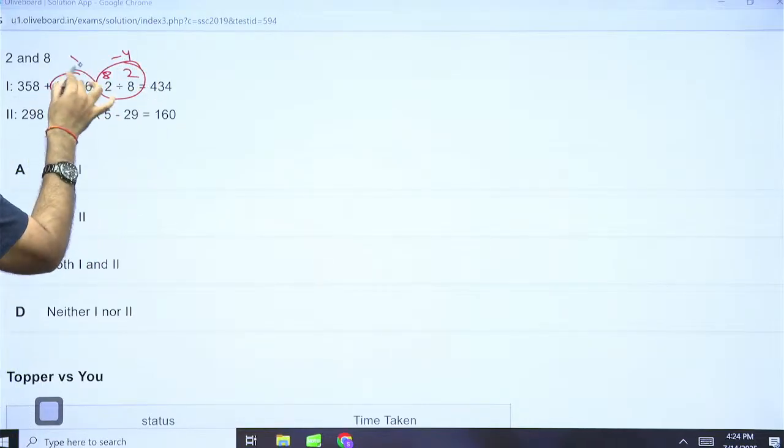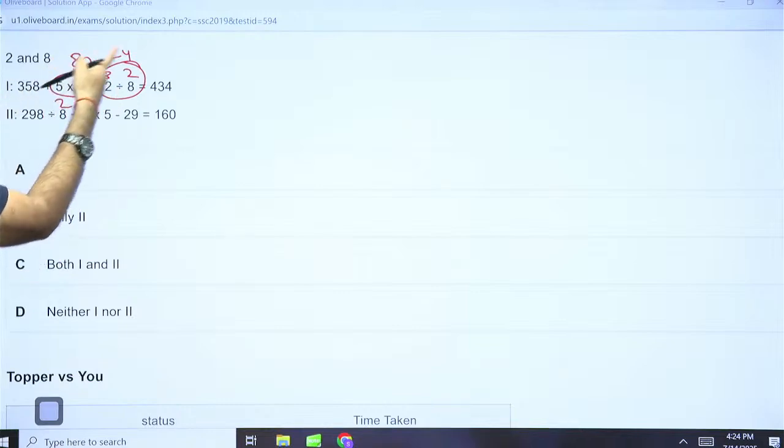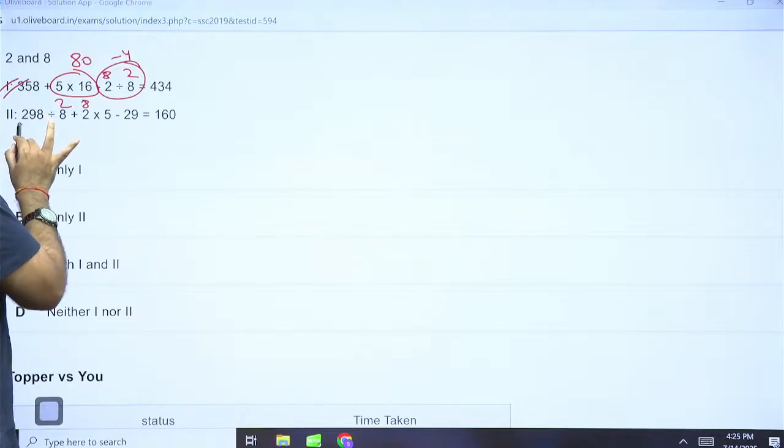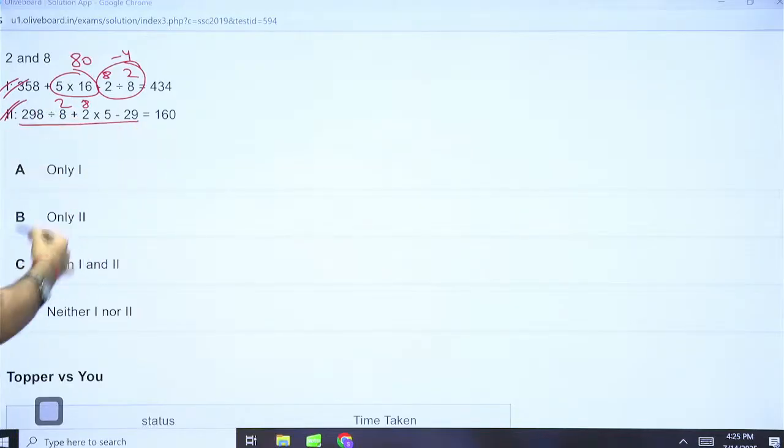5 into 16 is 80. 358 plus 80 minus 4. So this is 438 minus 4, 434. This one is correct. And 298 divided by 2, so it is 149. 149 plus 40 minus 29. 149 plus 40 is 189, minus 29 is 160. So both 1 and 2 will be correct.